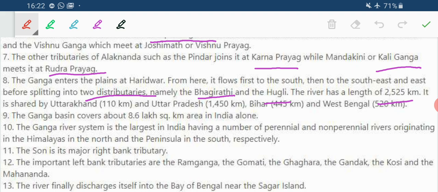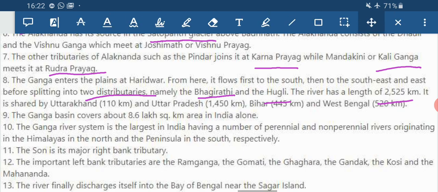finally discharges itself into the Bay of Bengal near the Sagar island. Now, hopefully it is there in West Bengal, Sagar, which is just an island, a riverine island, and before that, near the Farakka region of West Bengal, it starts developing the delta, that is the northernmost point of the delta that it makes after meeting with Brahmaputra. So, these are the features of Ganga river system.